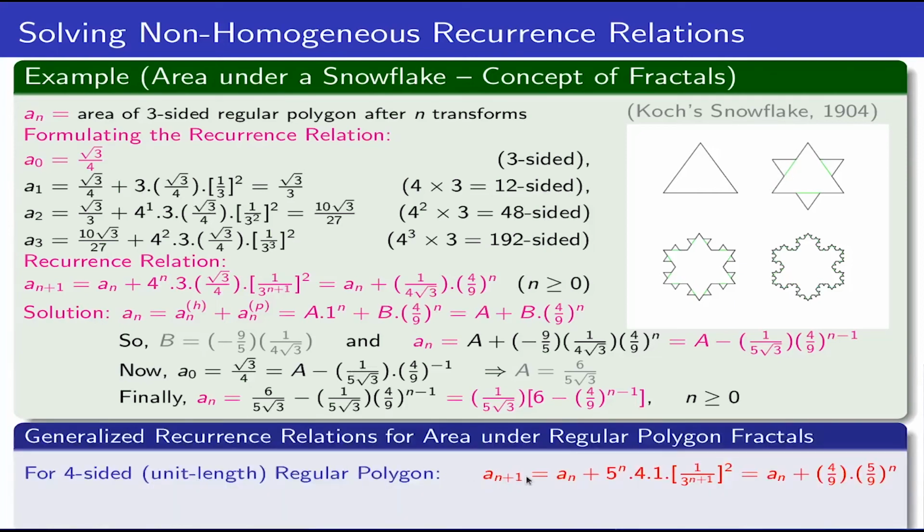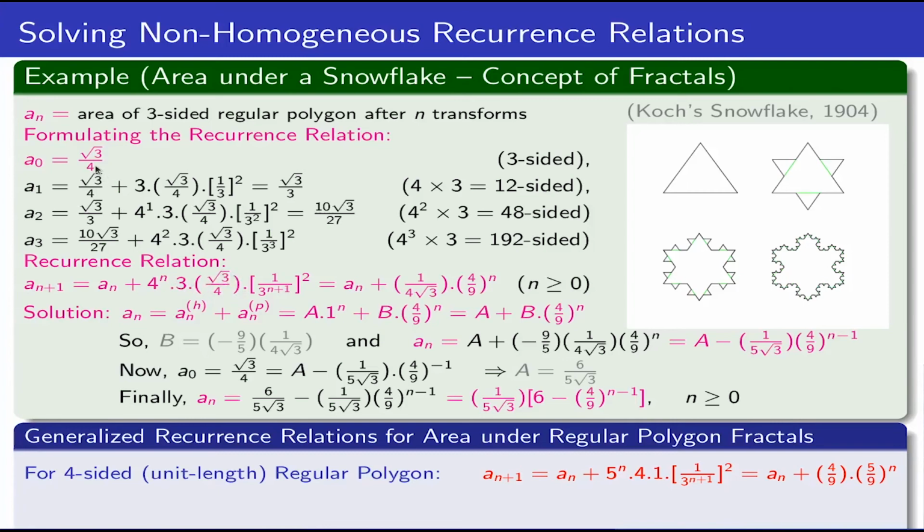So for a 4-sided unit length regular polygon, it will be 5 to the power n. See the recurrence here that I have just formulated. Here An equals An minus 1 plus 1/4√3 this. But how have I formulated it? This way: An plus 1 equals An plus 4 to the power n for 3-sided polygons. For a 4-sided regular polygon, it will be 5 to the power n, since in the 4 side we will just append a hinge, it will be 4.